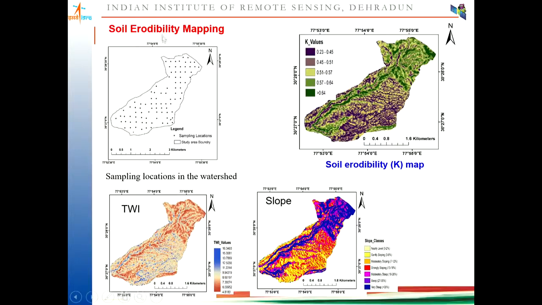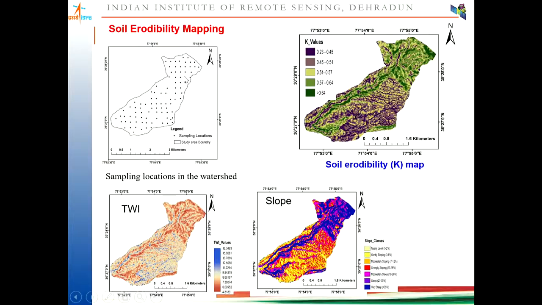Soil erodibility mapping, because some soils are very easily eroded, and some soils are not so easy to erode. Erodible means, in the watershed, which area is most erodible and which area is least erodible. That can be studied by preparing the soil erodibility map.